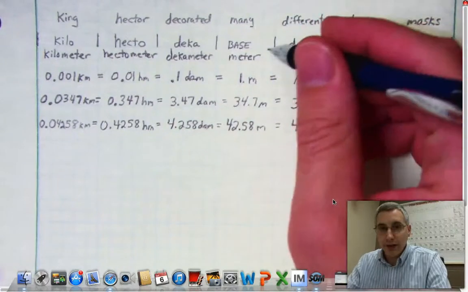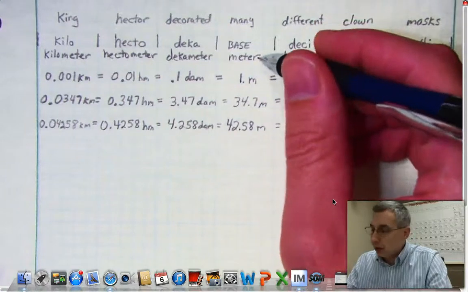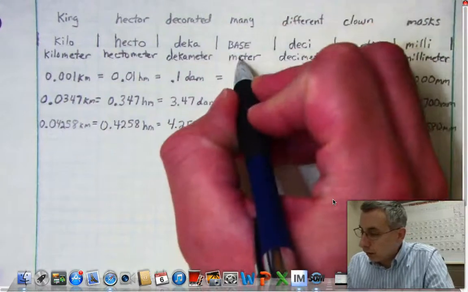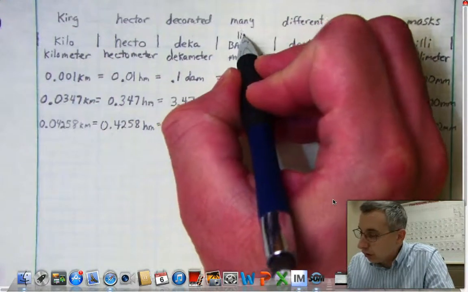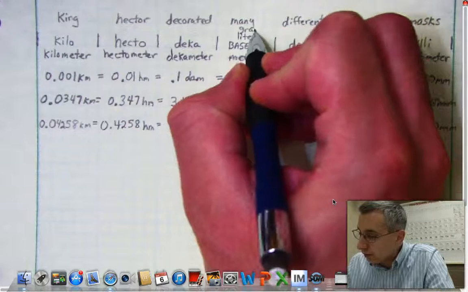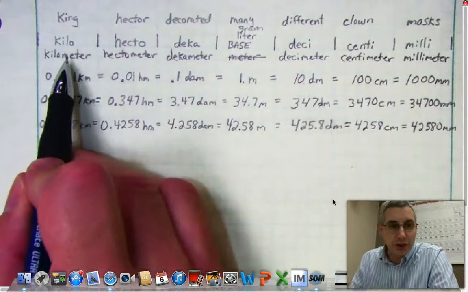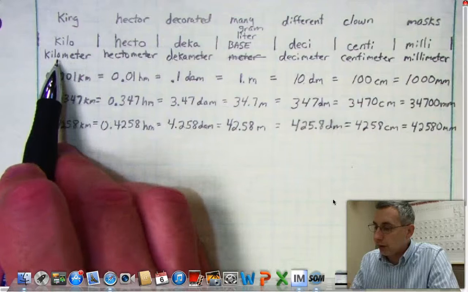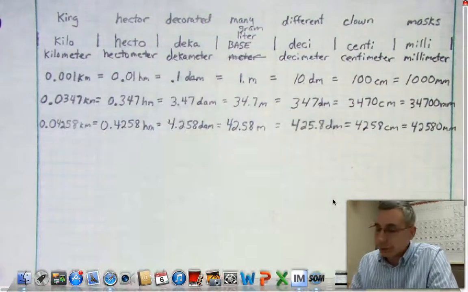So when I did this example, the base unit here was meter, but you could easily replace this with liter or gram. So keep that in mind. And then that would also change all of the words here. For example, this would be kiloliter, hectoliter, decaliter, and so on.